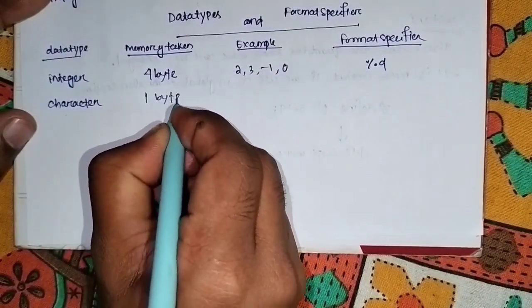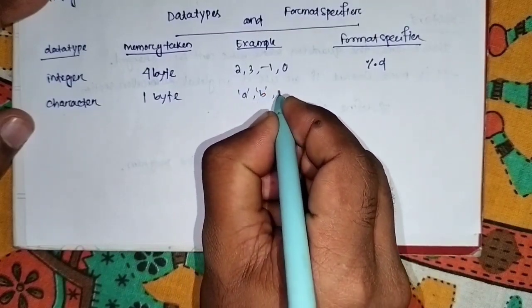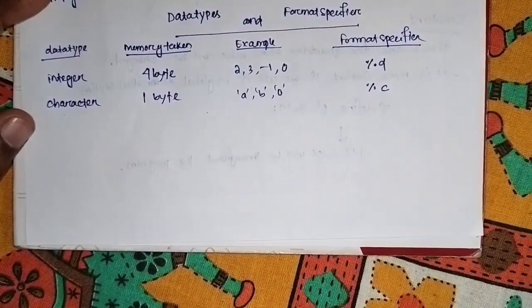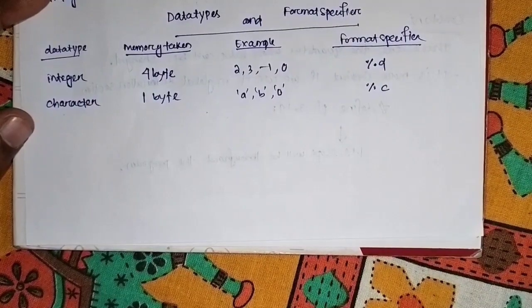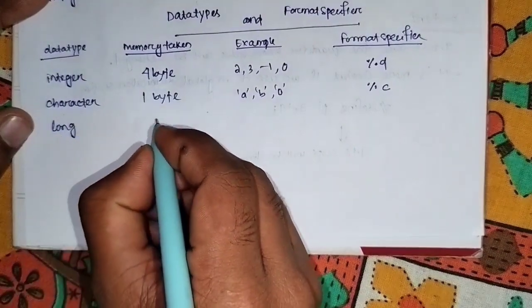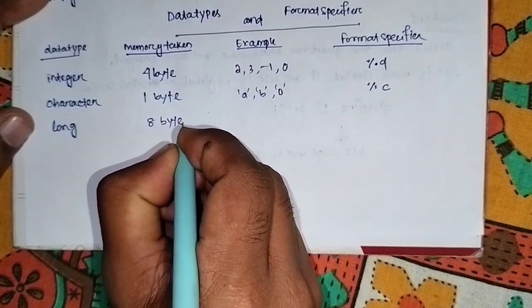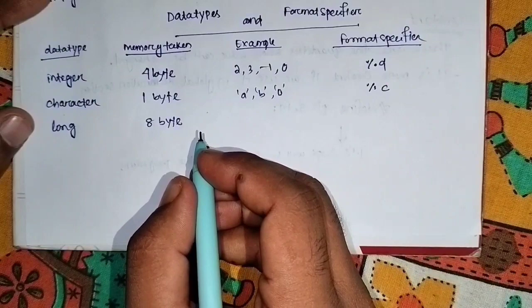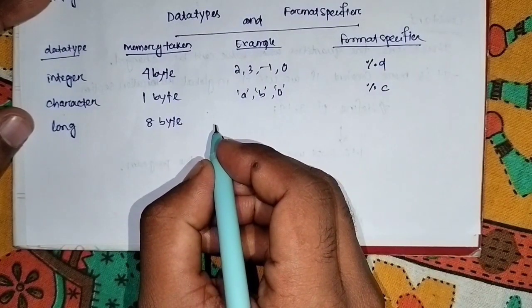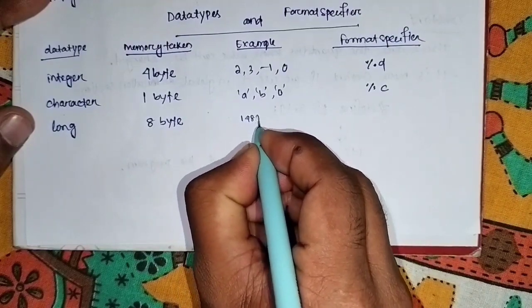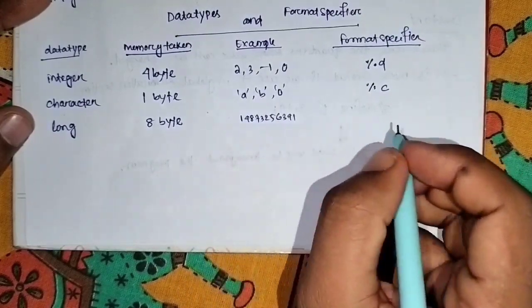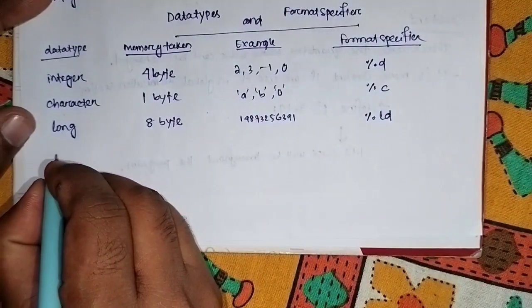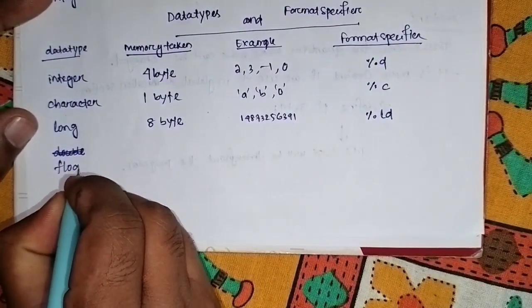Then comes the character data type. It takes only one byte to store data. Examples are a, b, 0 in single quotation marks, and its format specifier is %c. Then comes the long data type. In the long data type, the memory taken is 8 bytes, and numbers which are not in the range of integer, we may include in the long data type, and its format specifier is %ld.